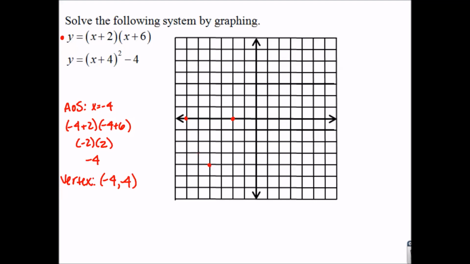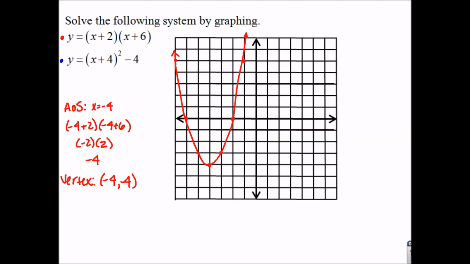So if we fill in our other points, we go over 1 and up 1. We already have over 2 up 4. We can go over 3 up 9. And then we can draw our parabola. Then for the second equation, this is in vertex form, so this should be pretty easy to graph.